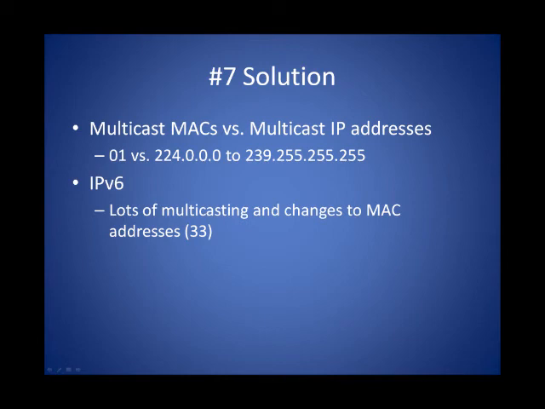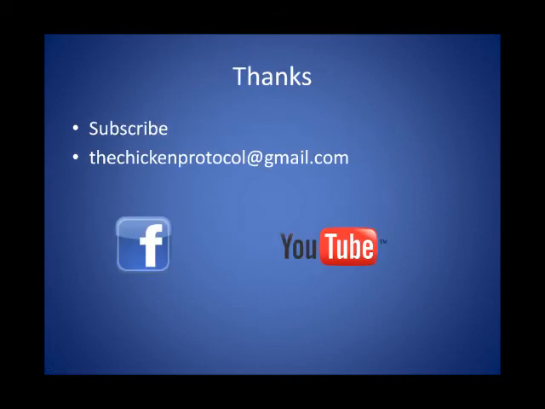The second point that I'd like to make here is that IP version 6 changes this quite a bit. IP version 6 makes a lot more use of multicast than IP version 4 does. And it also changes what happens with the multicast addresses at layer 2. So remember the number 33, and you'll get used to seeing that as we move more and more to IP version 6. This brings us to the close of the Chicken Protocol Packet of the Week.